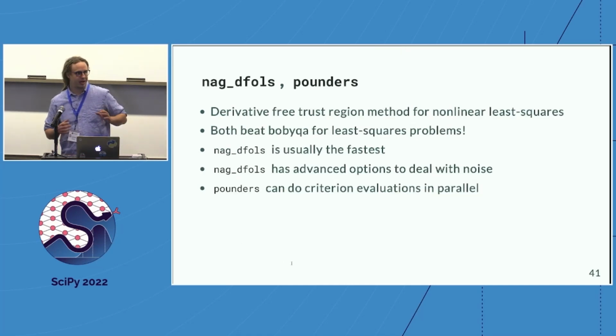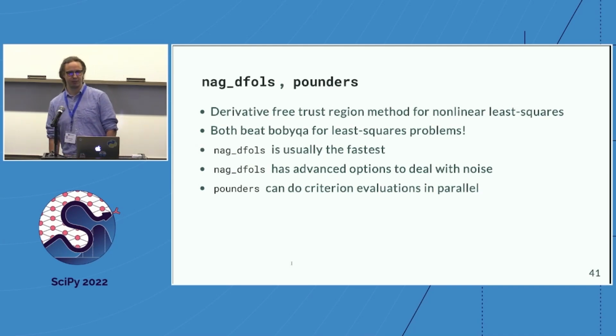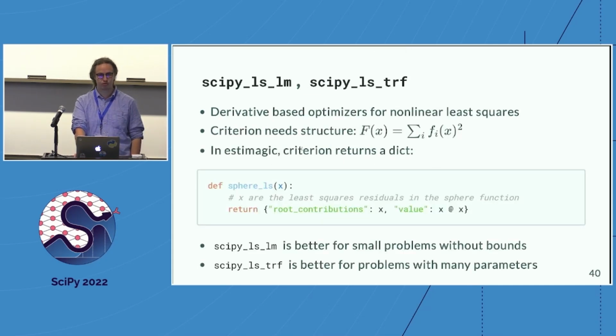And then NAG DFO-LS and pounders are basically the derivative-free version of that. So they also only work if you have the least squares structure, but they don't use gradient information. Instead, they fit a surrogate model of your criterion function, and then use the gradient of that surrogate model. And this is in general better than using the derivative-based ones with numerical derivatives. But if you have access to closed form derivatives that are really fast to evaluate, then you should use one of these.